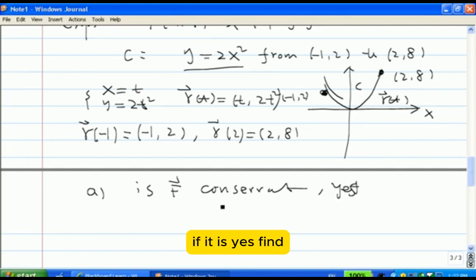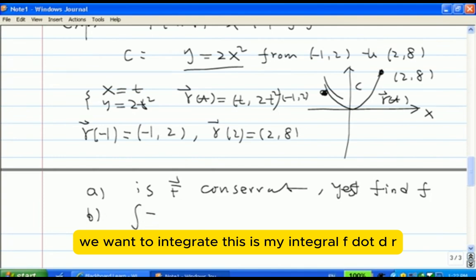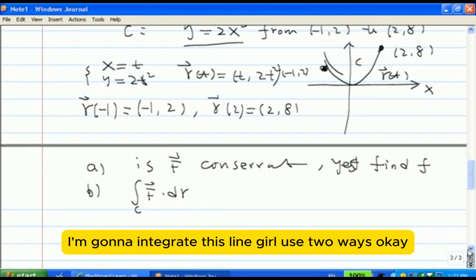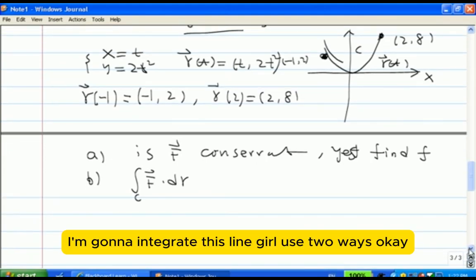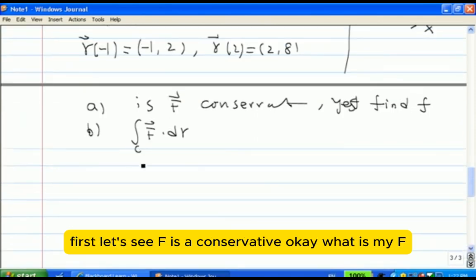If it's yes, find f, small f. Then B, we want to integrate this line integral, f dot dr. I'm going to integrate this line integral using two ways. First, let's see if f is conservative.